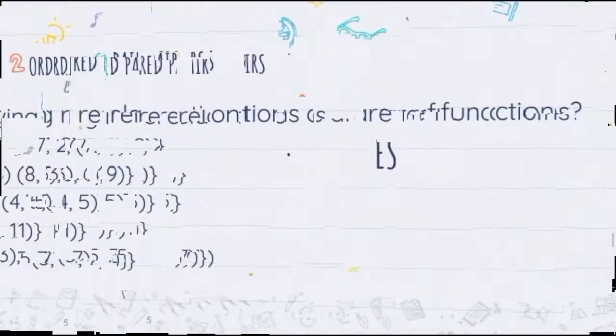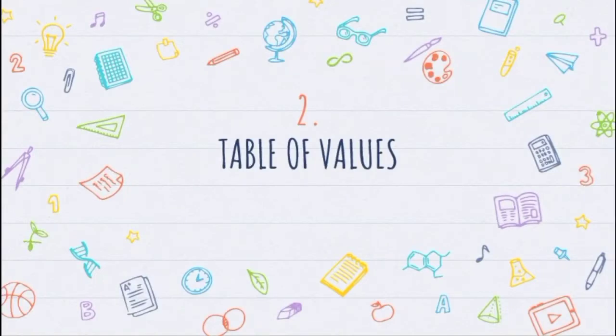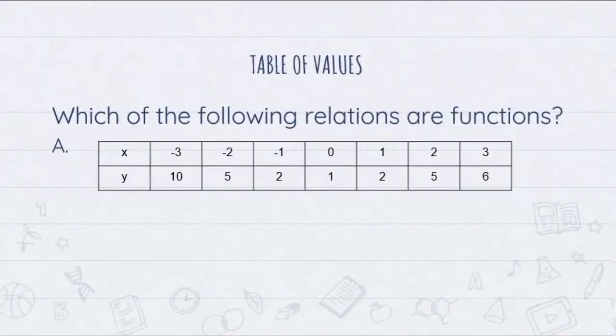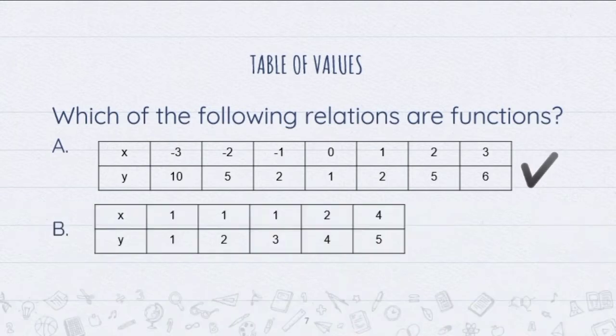Let us now proceed to number 2, table of values. This is a table with x and y values. As you can see, all values of x here are unique and non-repeating. Therefore, this is a function. We'll now consider another table of x and y values. Obviously, 1 was repeated thrice and is paired to different values of y, which are 1, 2, and 3. Therefore, this is not a function.